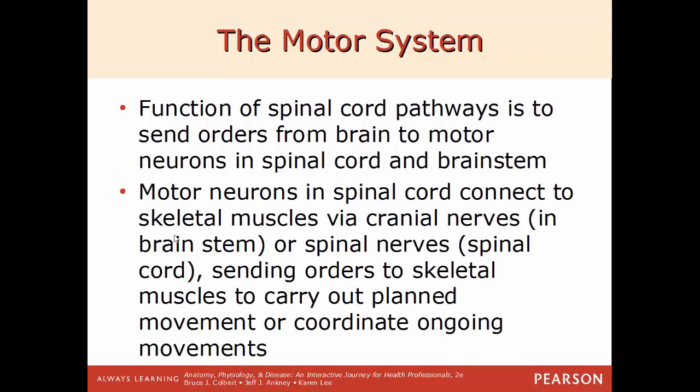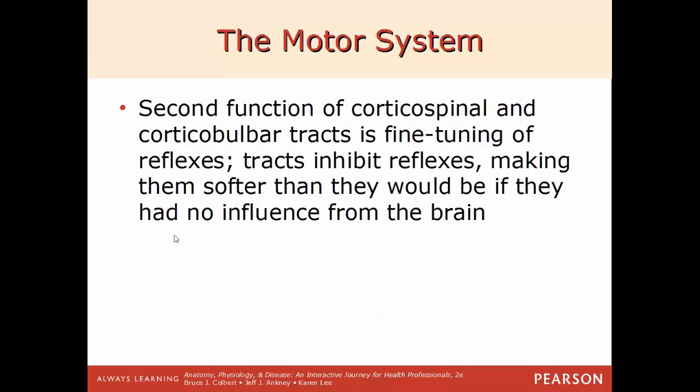Motor neurons in the spinal cord connect to skeletal muscles via the cranial nerves or by the spinal nerves, sending orders to skeletal muscles to carry out the planned movement or to coordinate ongoing movement. Now, the second function of the corticospinal and corticobulbar tracts is the fine-tuning of reflexes. These tracts will inhibit reflexes, making them softer than they would be if they had no influence from the brain. So from these last few slides, the last few minutes, the functionality of movement going from the brain, being processed by the brain, with signals being carried out to skeletal muscles for the actual process of movement, is fairly complicated, pretty involved, and involves a lot of moving parts working all at the same time, working together.